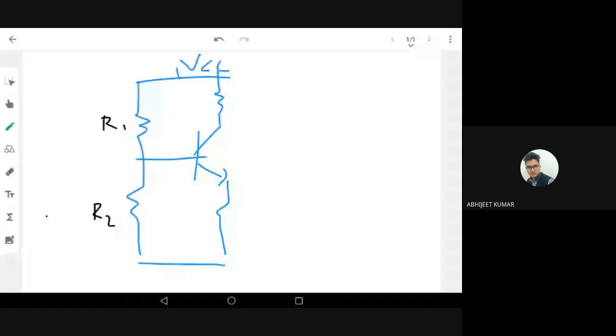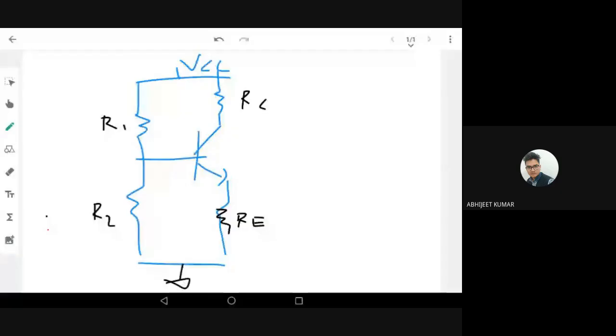Now, this net voltage VB we have found. Now we can use the same equations which are used for the emitter biasing circuit. That means VB is dropped across the base-emitter voltage and the emitter resistance, which also has some voltage, that is VE. VB is equal to VBE, the base-emitter drop, plus VE, the emitter voltage of the transistor.